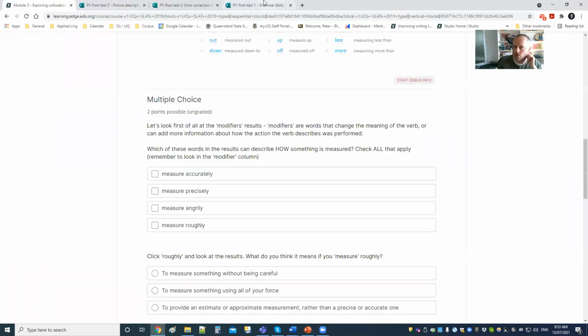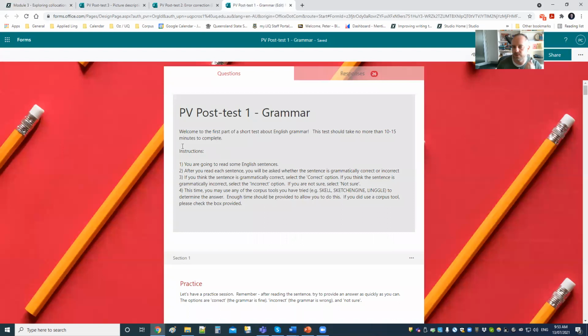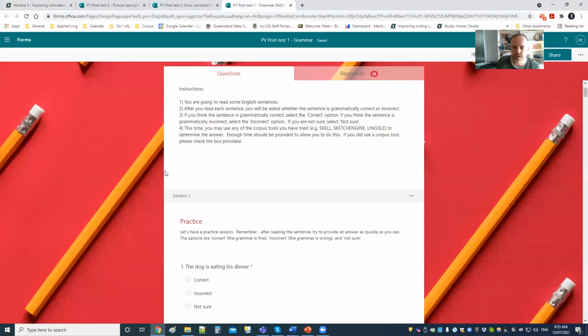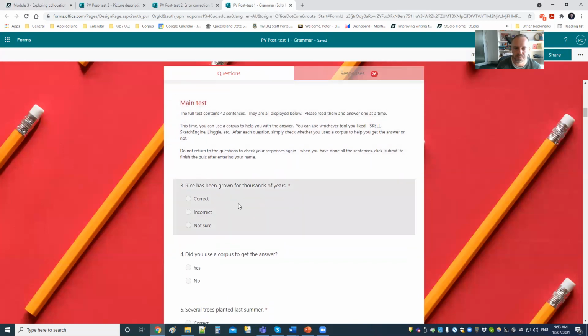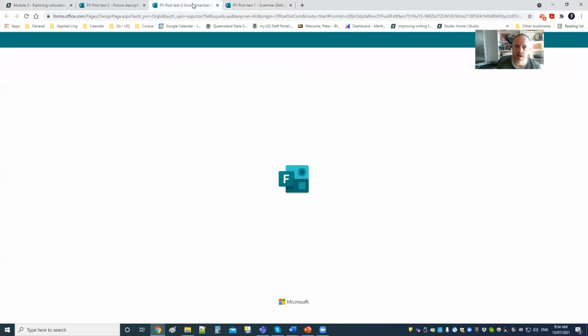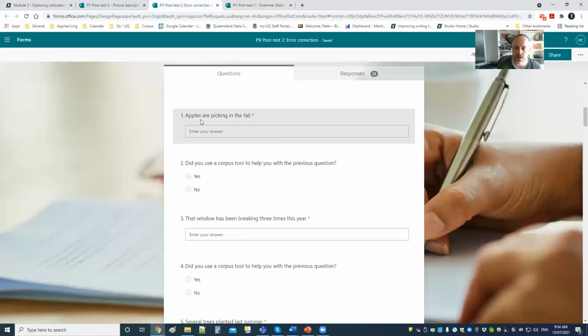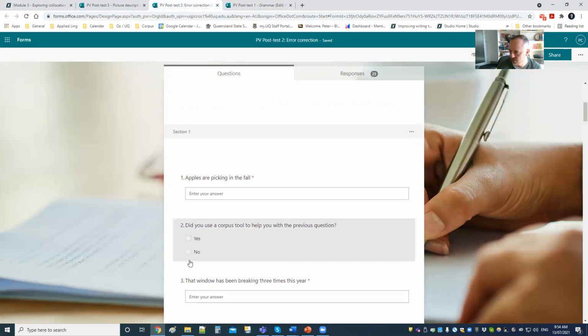Oh, I did forget to show you the actual post-test setup, the tests here. So here is the grammaticality judgment test. The students would get a sentence which could be in the passive voice, and they were asked to check whether they were correct, incorrect, or not sure. For the error correction test, they were given an erroneous sentence, and they would have to type in what the correct answer would be. And again, for the post-test, they could indicate whether they used a corpus to do that or not.